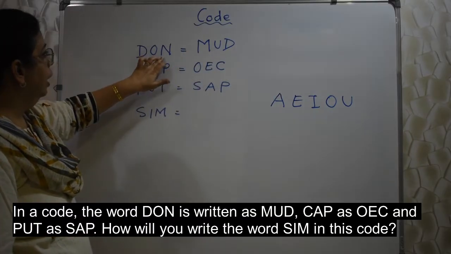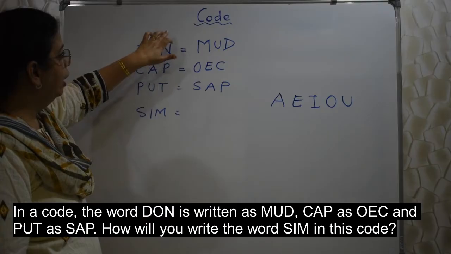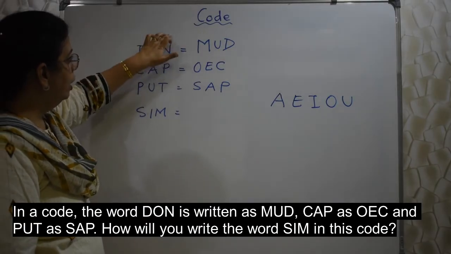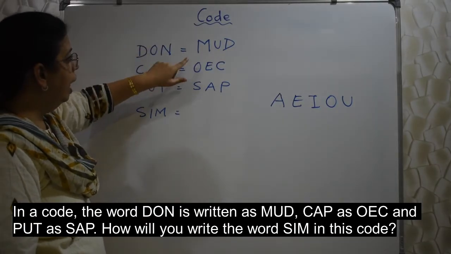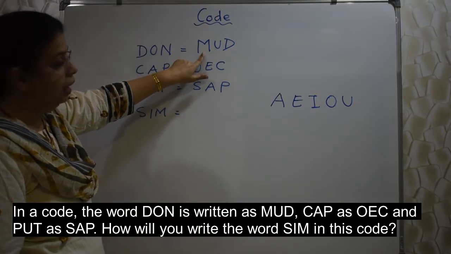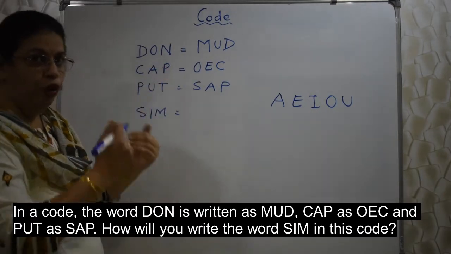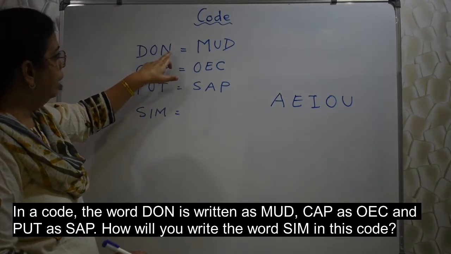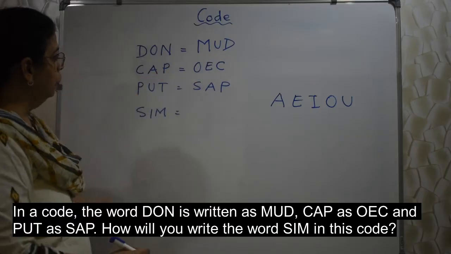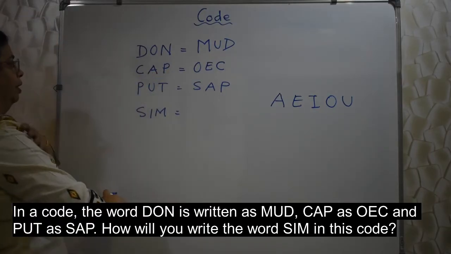Okay, then N they should have taken first. D was last, so N should have come first, but they have not written N here, they have written M. What does it mean? They are taking the letter prior to this, before this. So what comes before N? M. So we need to see whether it is the same thing for CAP.